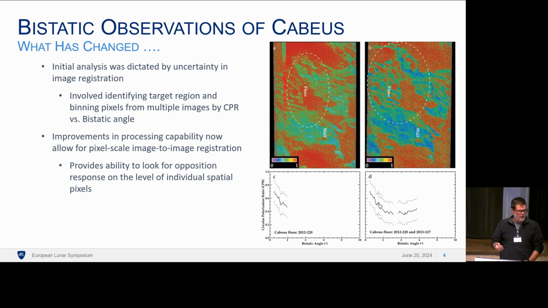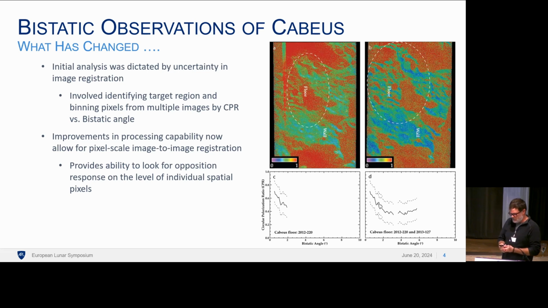Others are low signal to noise radar data because we're looking at a very high incidence angle. And so we wanted to make sure we were looking at high signal to noise pixels. So we had to make some choices there. And then we just grabbed every pixel in those regions and binned them together by bistatic angle and CPR to come up with the plots we came up with.